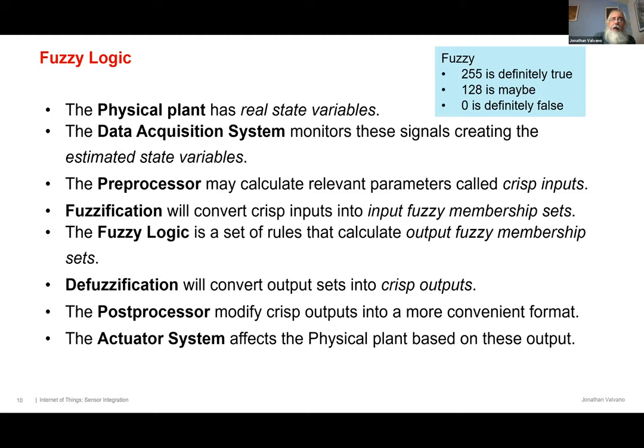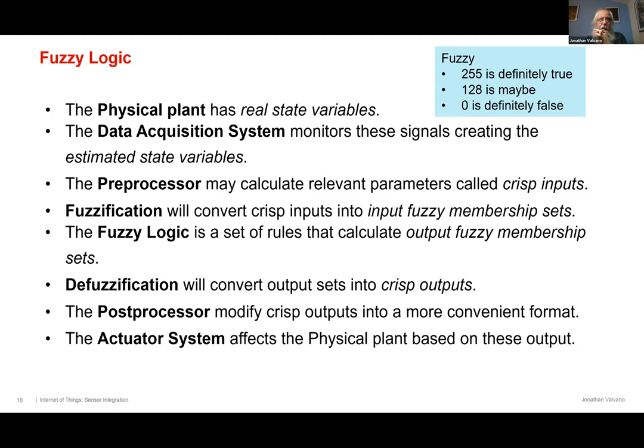The first stage is to convert those units into things you believe to be true. So in that way, it's like a state machine, but you have multiple states. You can be both happy and hungry. You can be both fast and stuck. So an input membership set is a set of true-falses that together define your system. It's fuzzy because true and false can be maybe. Zero is false and 255 is true in this particular implementation. 128 means I don't know if it's true or false.